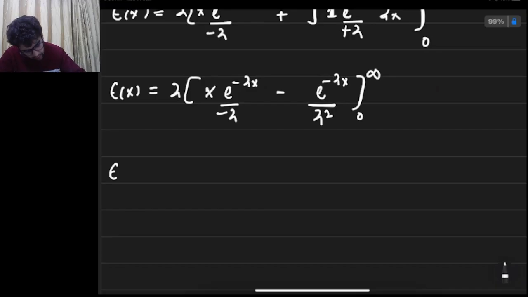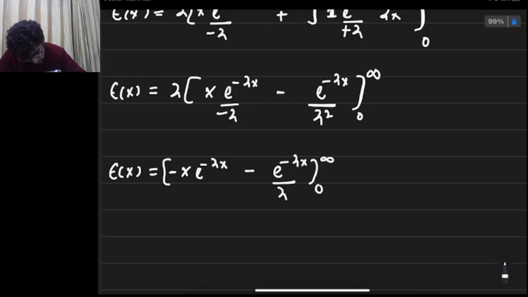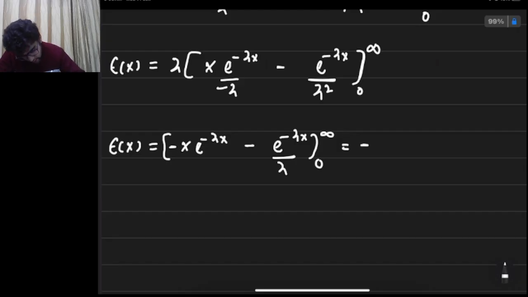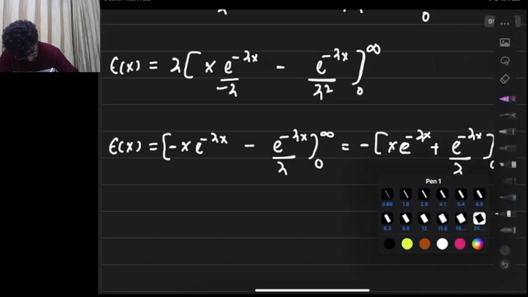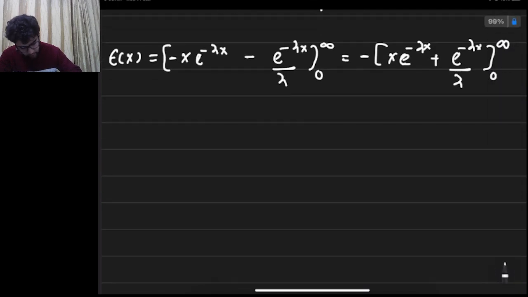So this gives me the expected value as, if I just multiply lambda, I'll be getting minus x e to the power minus lambda x and minus e to the power minus lambda x lambda, 0 to infinity. If I just take the negative sign out, I'll be left with x e to the power minus lambda x minus e to the power minus lambda x, positive because the negative sign is outside, from 0 to infinity. Let me just reduce the thickness of my pen, otherwise it becomes tough for me to write the notations.